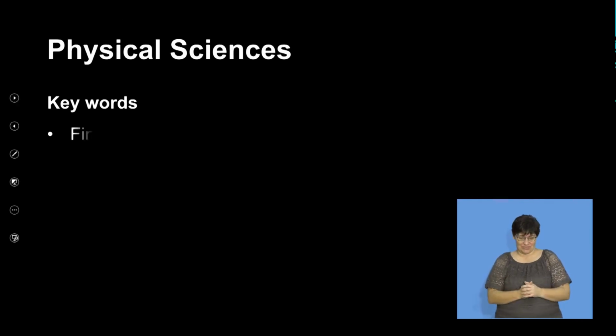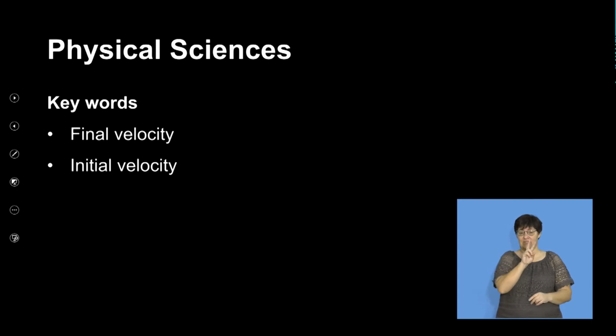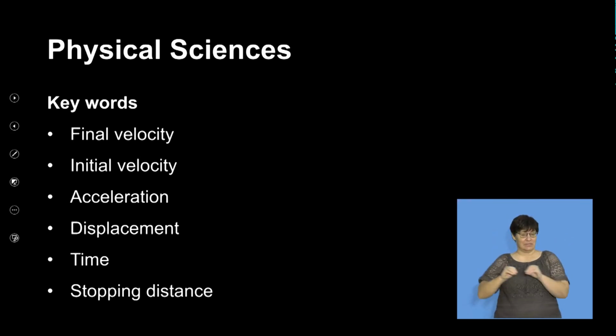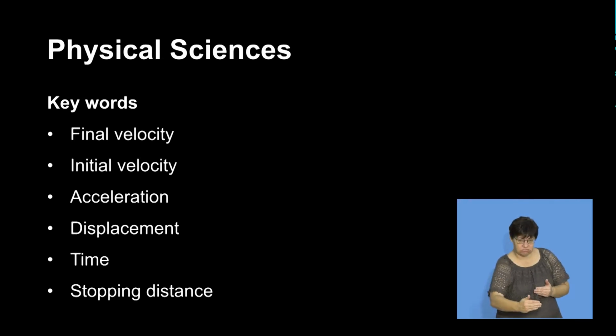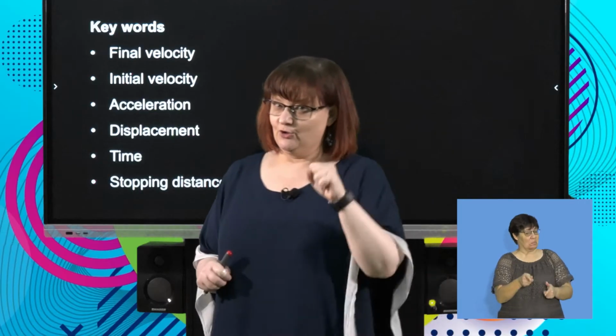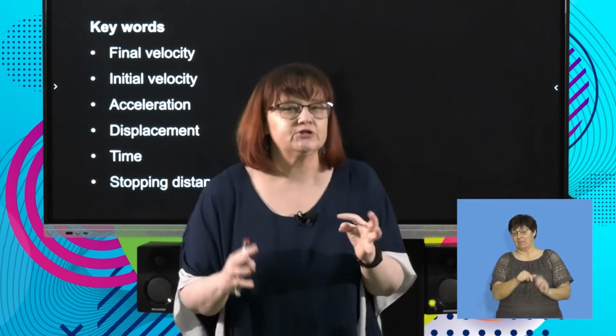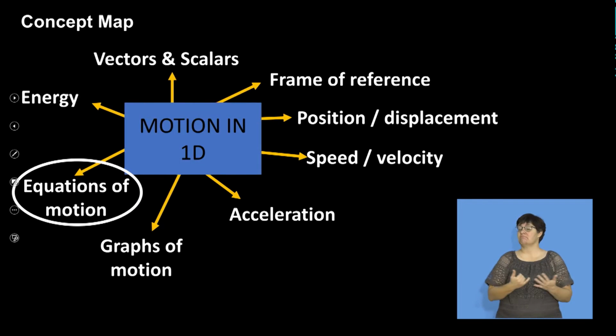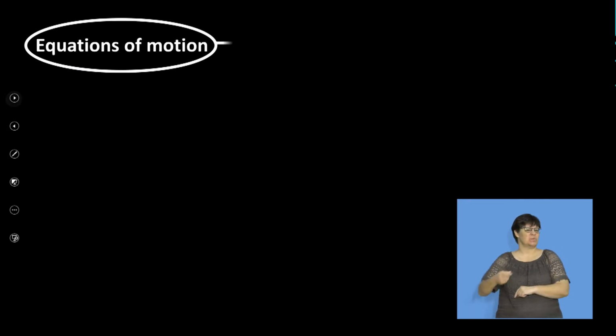Now, keywords: final velocity, initial velocity, acceleration, displacement, time, and stopping distance. There's a big thing about stopping distance, okay? So we're going to make note of that. So here we go. Let's see what equations of motion has for us.